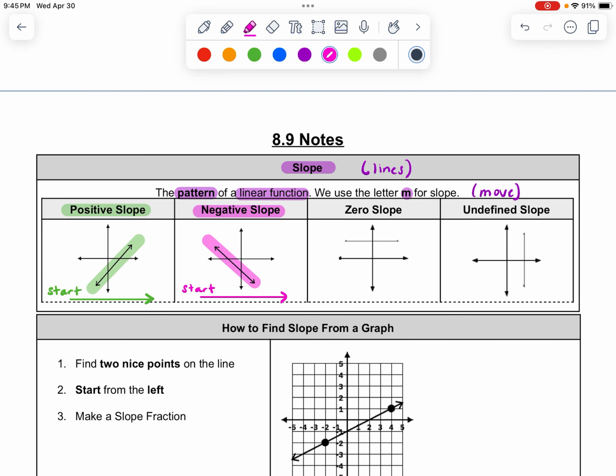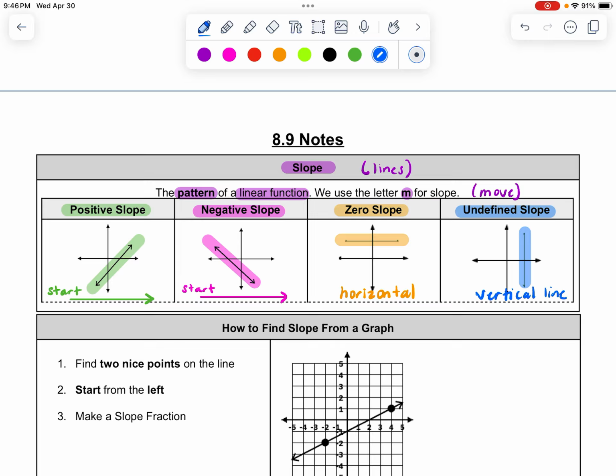Whenever you read a graph, you always start from the left side and go to the right side. A zero slope is a line that is zero fun. It's completely flat. There's no cool things going on with this line at all. A zero slope is going to be completely flat, and an undefined slope is going to be completely vertical. Sometimes we think about this as being a horizontal line. If your line is horizontal, it has zero slope. And undefined is always what we use for a vertical line.